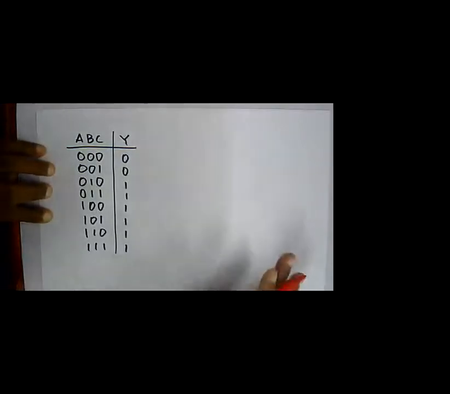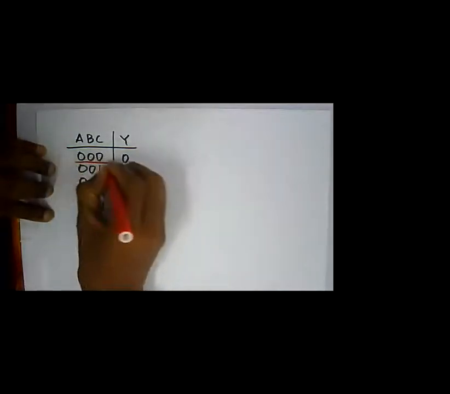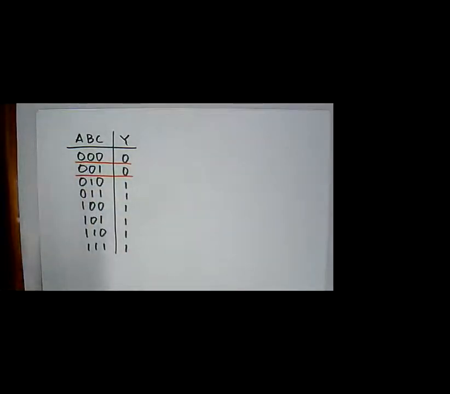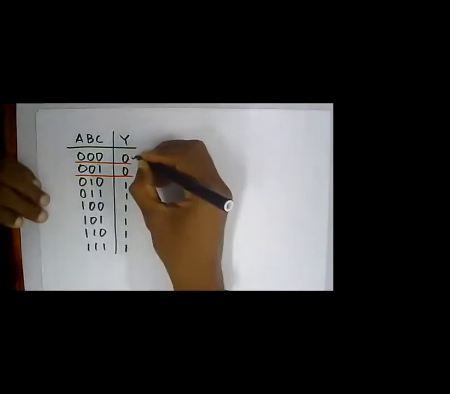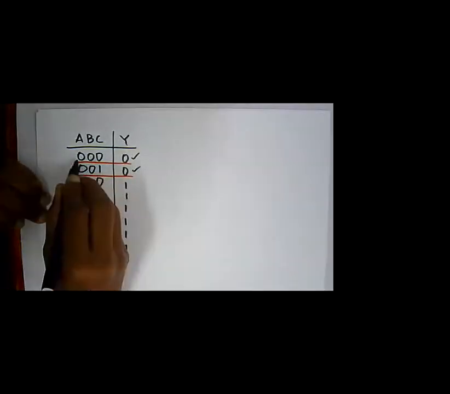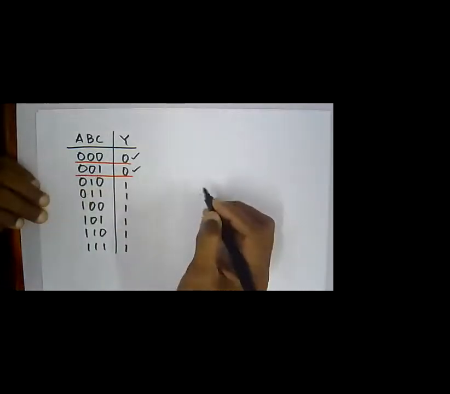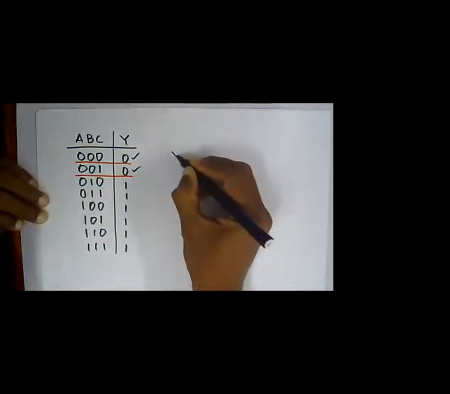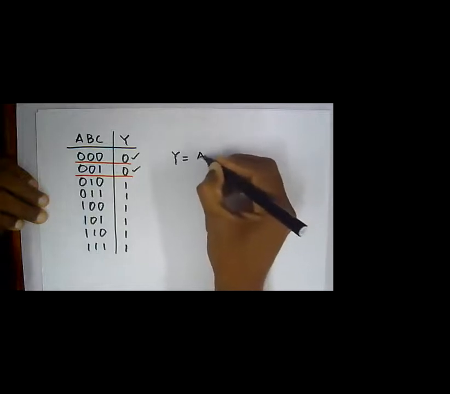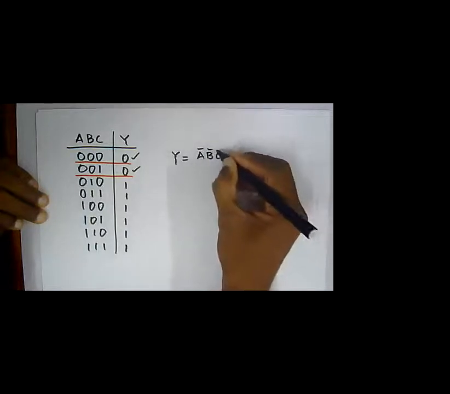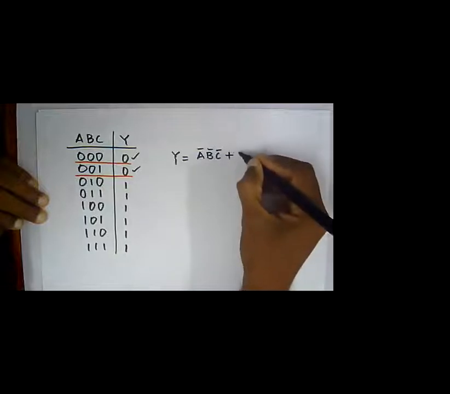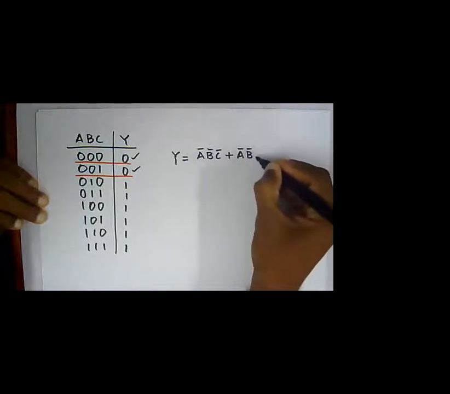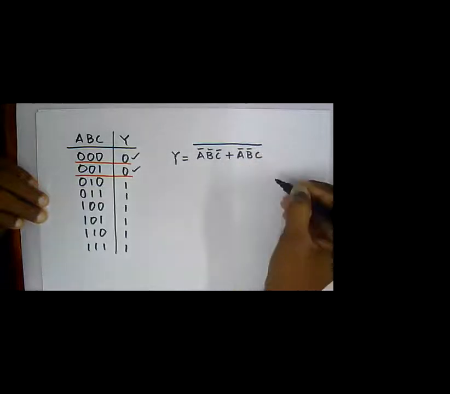Right, so what we have to do first is identify the zeros. Earlier we grouped the ones, but now we have to identify the zeros. So here we can write 0 0 0 and 0 0 1. In simple terms, we can write Y as A bar B bar C bar plus A bar B bar C, whole bar. Am I right?